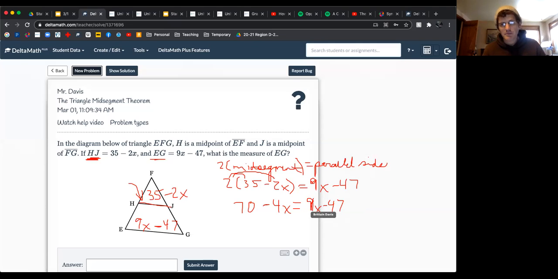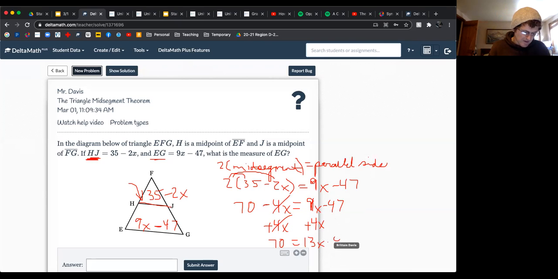Okay, now we've got a pretty straightforward problem, and we can move our variable. Let's start by moving our variables over. I'm going to add 4x to both sides. So that cancels out. I get 70 equals 13x minus 47. And these numbers don't look very pretty, but we'll make it work. So I'm going to add 47 to both sides.